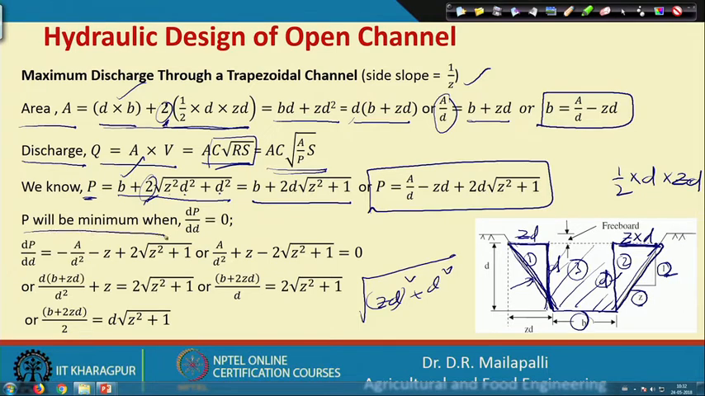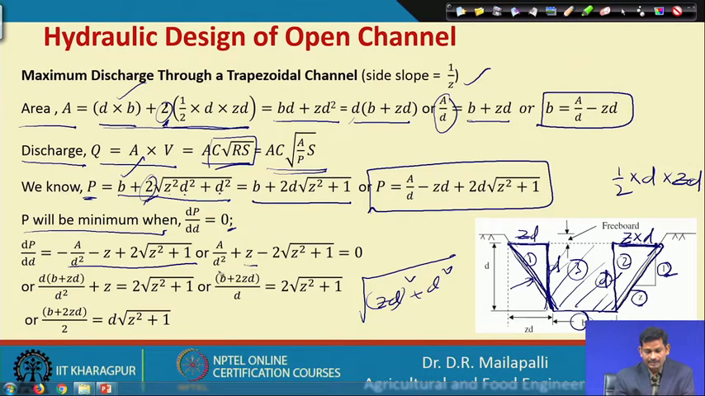So, P will be minimum when dP/dD is equal to 0. So, dP/dD is equal to 0, which means you have to differentiate this. Once you differentiate, you get A by D^2 plus z minus 2 z^2 plus 1 equal to 0, and then after simplification you get b plus 2zD by 2 equal to D into the square root of z^2 plus 1.